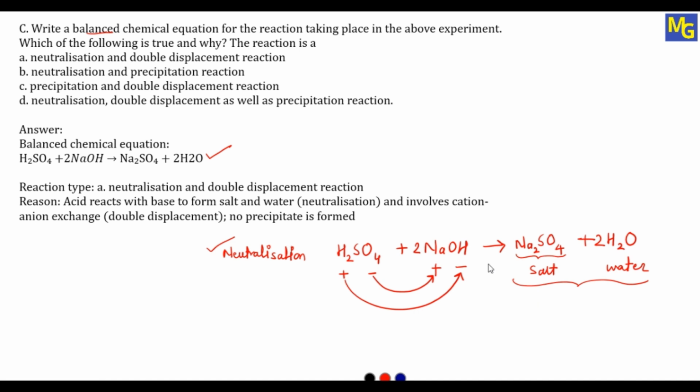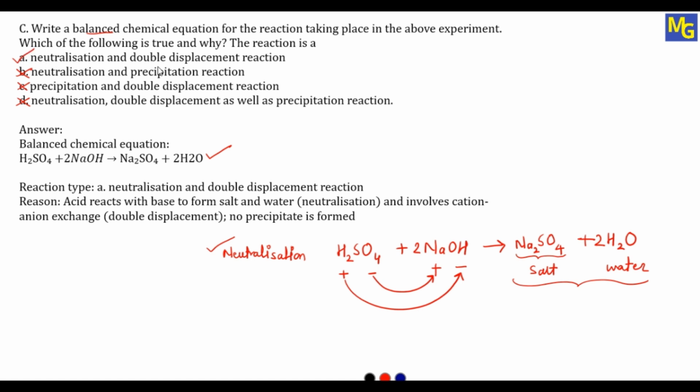So the second statement will go wrong. There will be no precipitation, so even D will go wrong. Then we have to check A and C. C again has precipitation, so this will be wrong. So what is the correct option? A. In A they have said neutralization and double displacement.